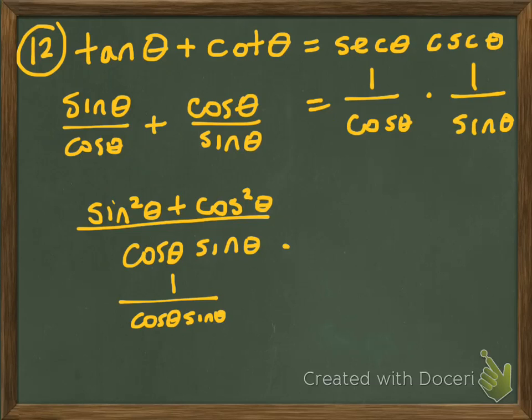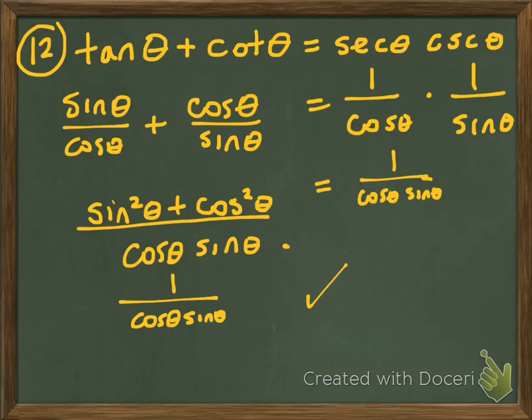Why? Because how do you multiply fractions? You multiply the tops and the bottoms, right? So my right side over here is 1 over cosine theta sine theta. So we've gotten the right and the left to equal the same thing. And that means we're done. Check. On to the next one. Got it? Simple enough?